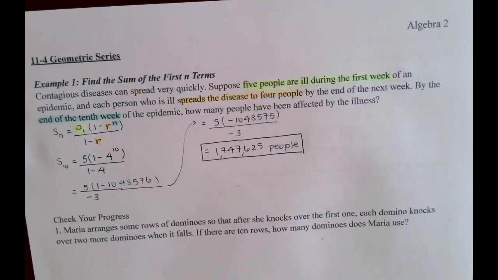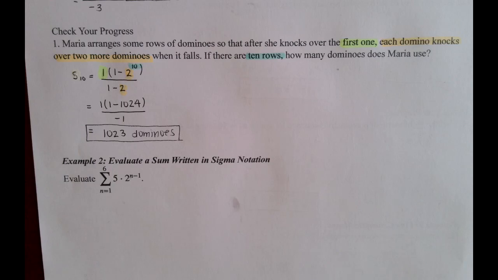Why don't you try CYP1, and then once you're done, come check the answer. You should have gotten 1,023 dominoes. If you got that right, you can move on to example 2. If not, here is your explanation.